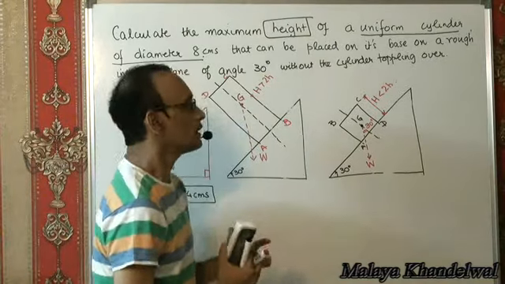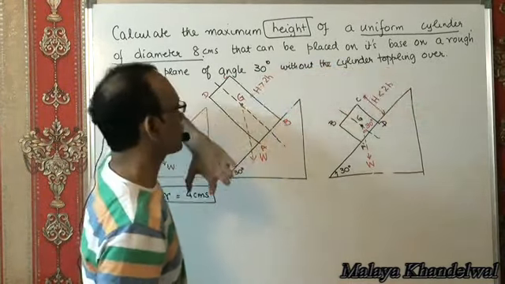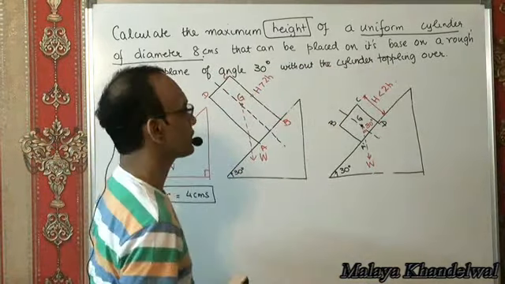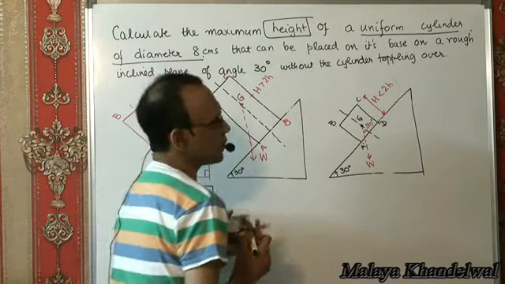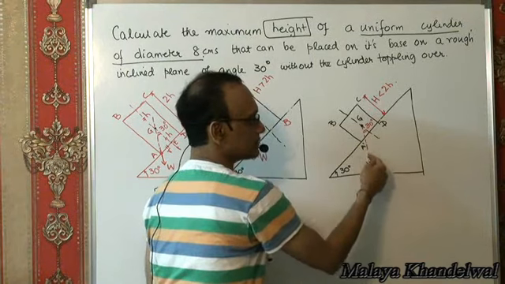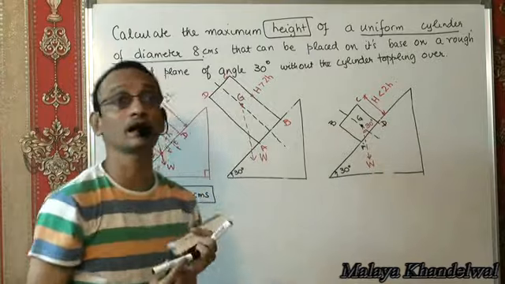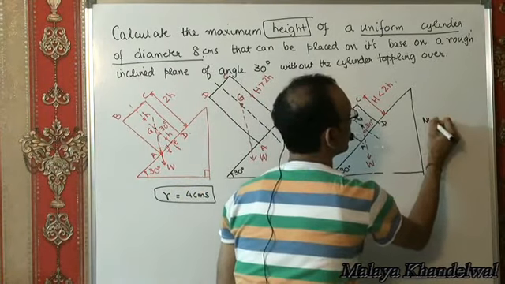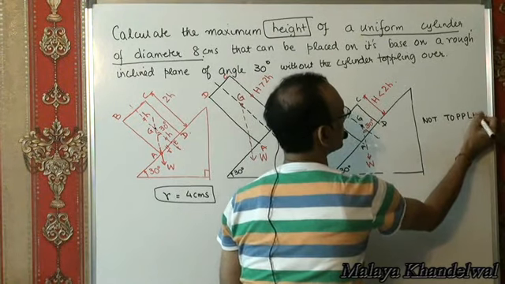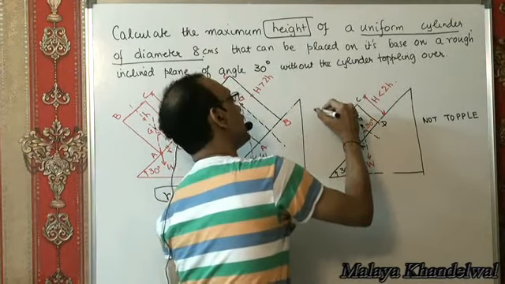First of all, imagine that the height of the cylinder, capital H, is very small. When the height of the cylinder is very small, realize that the line of action of its weight will be confined to the base AD, and it will not topple. Right?